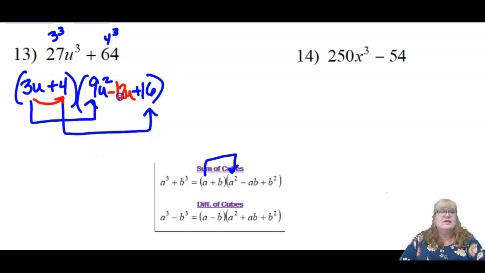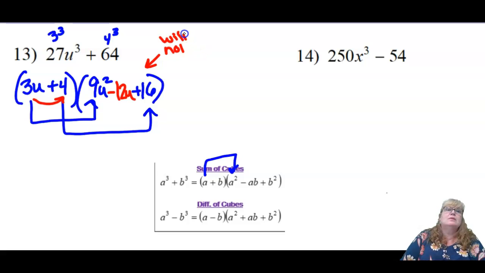Now, somebody's looking at this thinking this should factor further. But it will never factor further, okay? When you have perfect cubes, this will not factor further. Unless there was something you forgot to take out at the beginning, it will not factor further.